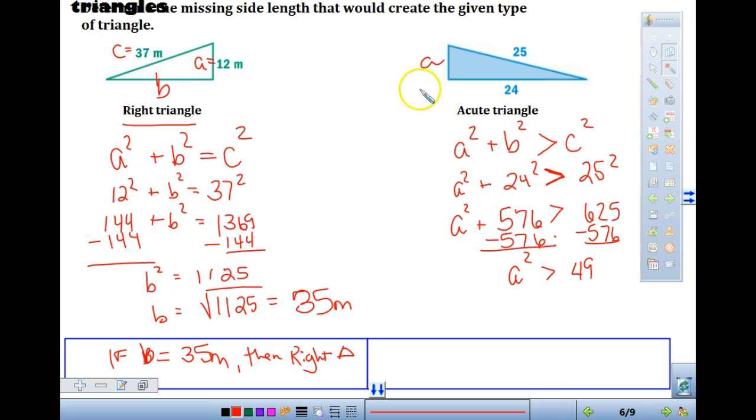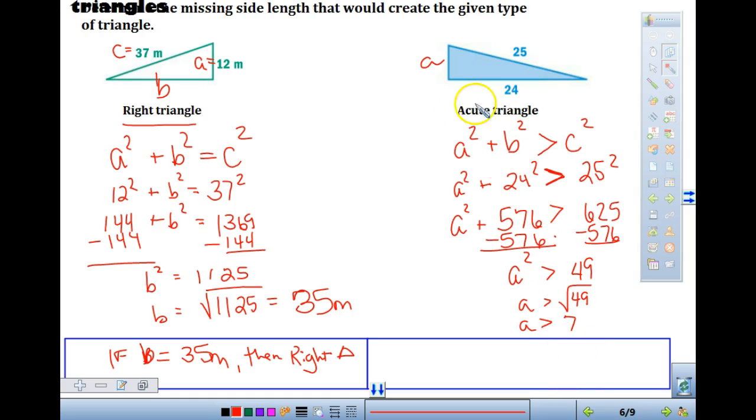Can it be 49? Is that possible in this triangle? No. This has to be the longest side, C, right? So those of you stopping at this point, you've got to be really careful and think, does it even make sense, the numbers? So A is going to be greater than the square root of 49, which is A has to be greater than 7.